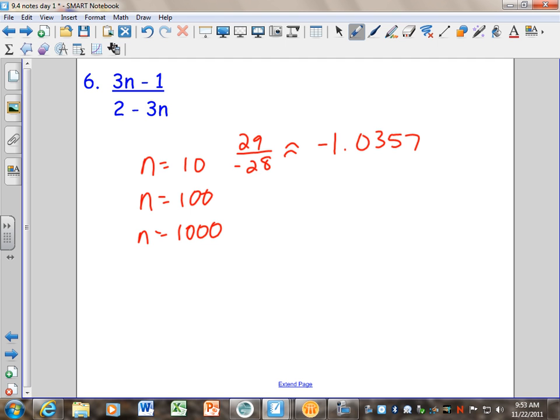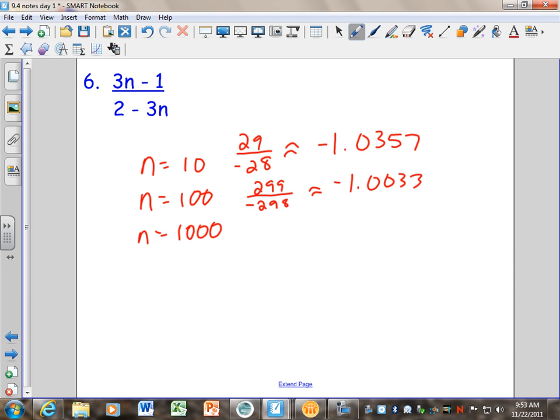If I plug in 100, I get 300 minus 1, which is 299, over 2 minus 300, which is negative 298. And that, as a decimal, was about negative 1.0033. So kind of see what's happening here, as opposed to the last problem. Like at 10, it was 100. At 100, it was 10,000. That's a pretty big jump. When we went from the 10th term all the way to the 100th term, the number didn't really change that much, right? Like that's kind of letting you know that I don't think it's diverging to infinity because it's not moving very much.